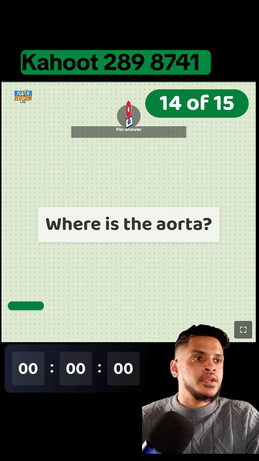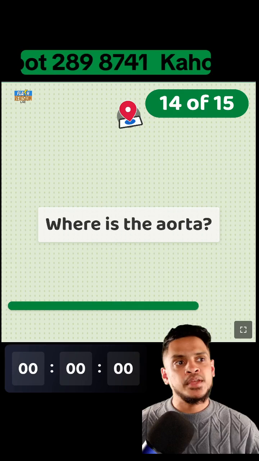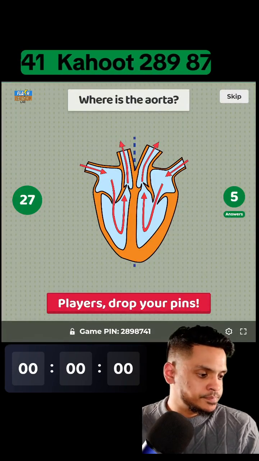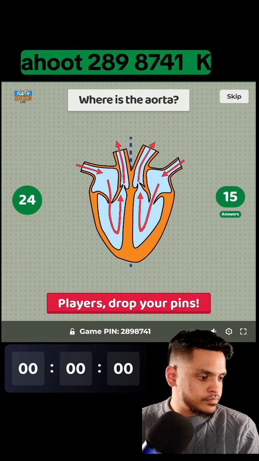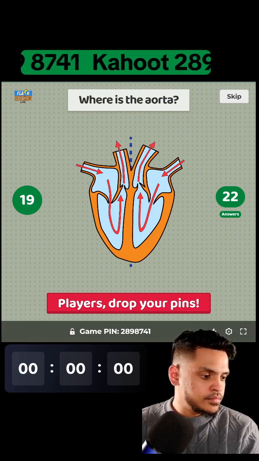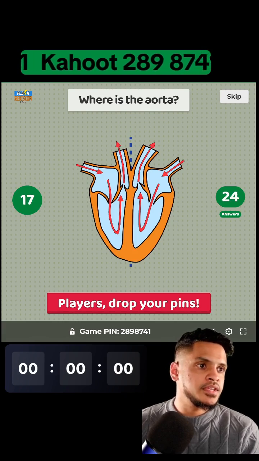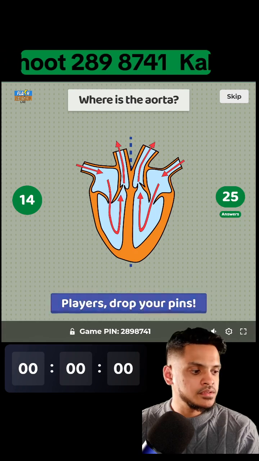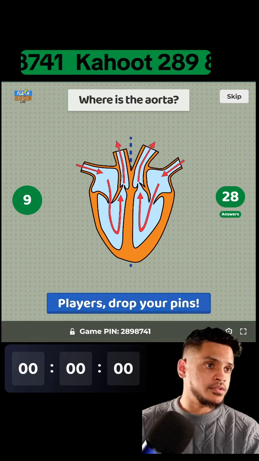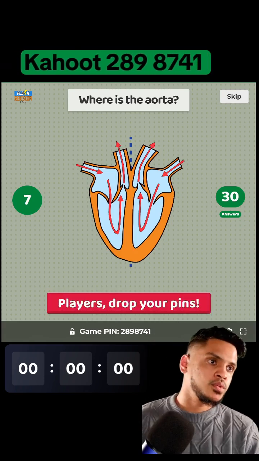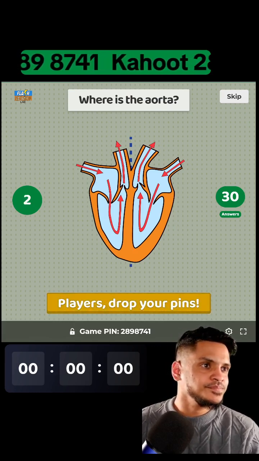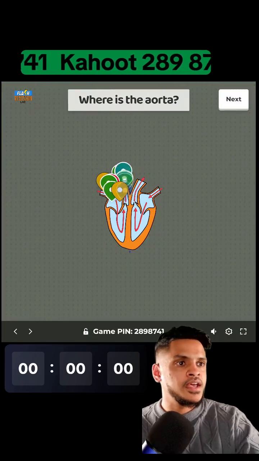2 more questions. Pin the answer. Where's the aorta now? Move the pin to the aorta. Where is the aorta? Drop your pins. 23 people have answered. Keep them coming, guys. 16 seconds left. One says top right of the diagram. Another has got some stuff wrong, some stuff right. So let's see if they're right. 1 second and we're done.